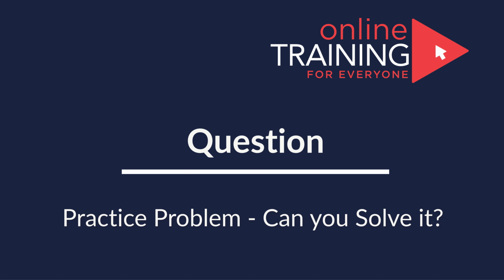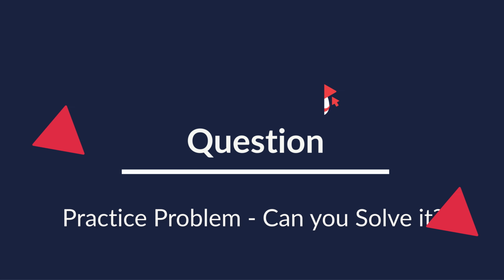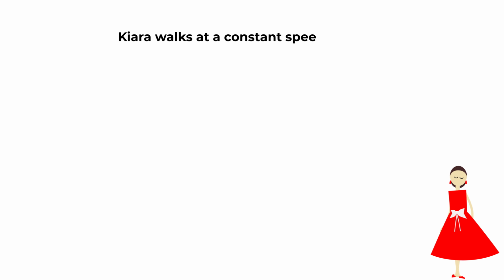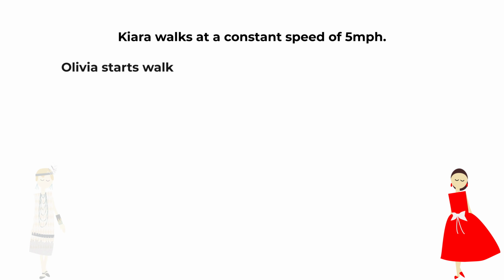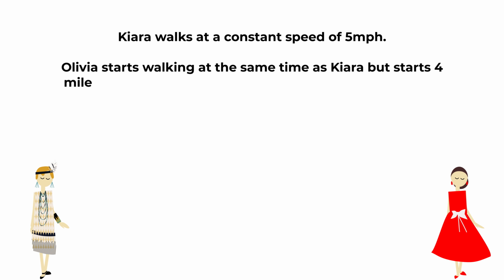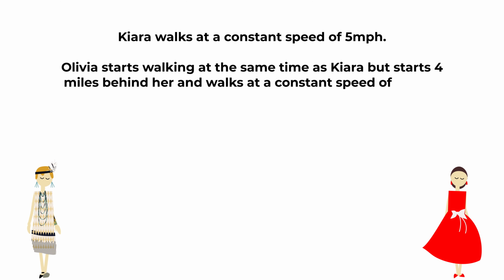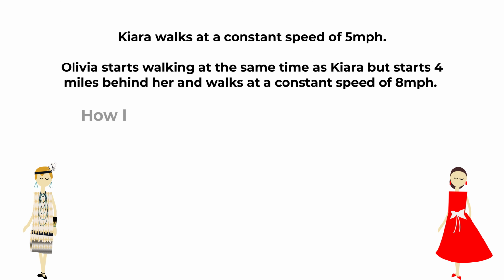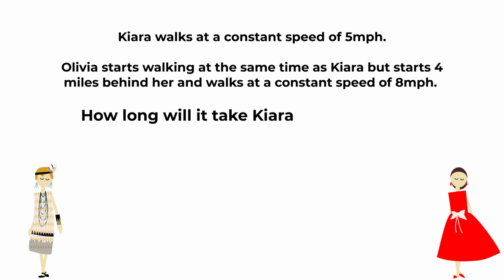Here's the practice question for you. Kiara walks at the constant speed of 5 miles per hour. Olivia starts walking at the same time as Kiara, but starts 4 miles behind her and walks at the constant speed of 8 miles per hour. How long will it take Olivia to catch up with Kiara?